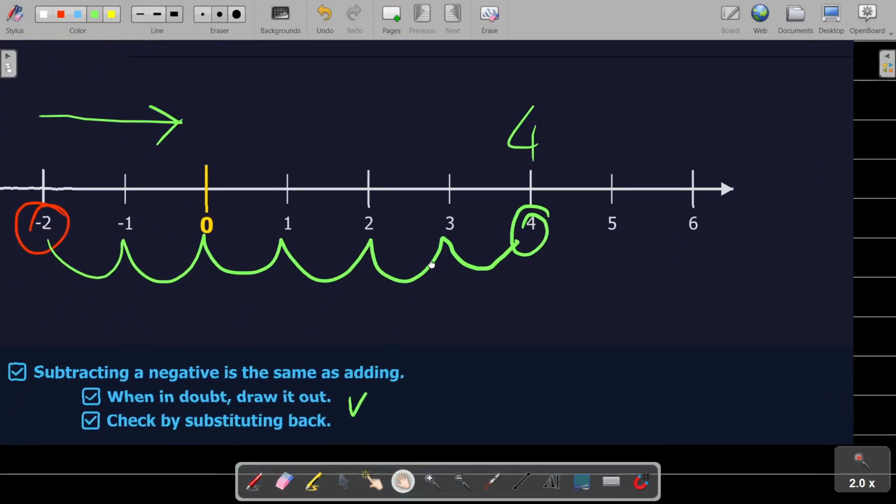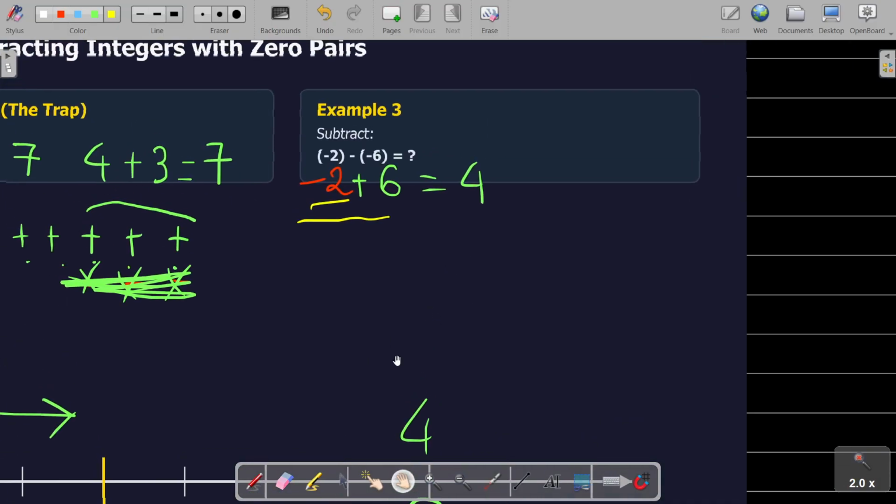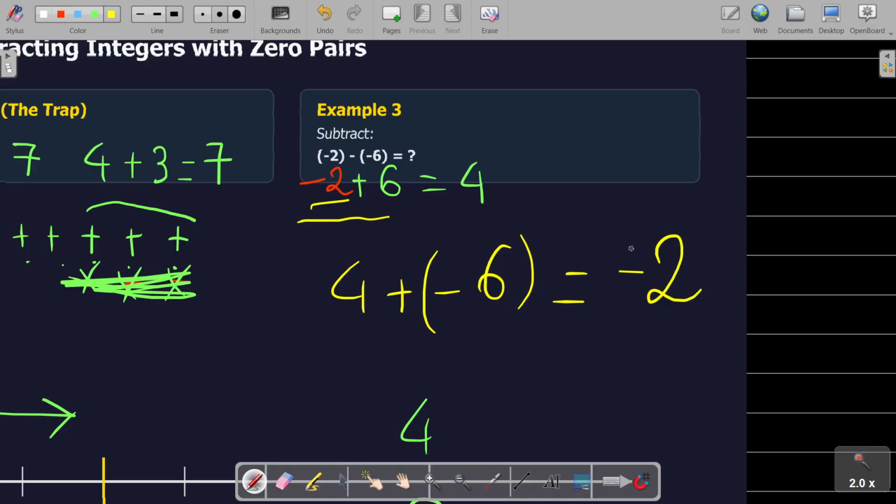And now, the third habit for today is check by substituting back. This is so important. You want double checks. You want to check whether you're right. So let's go back up and check. So if -2 minus -6 equals 4, then 4, let me write that down for you, 4 plus -6 should give us back -2. This is our check when we are unsure of our answer.